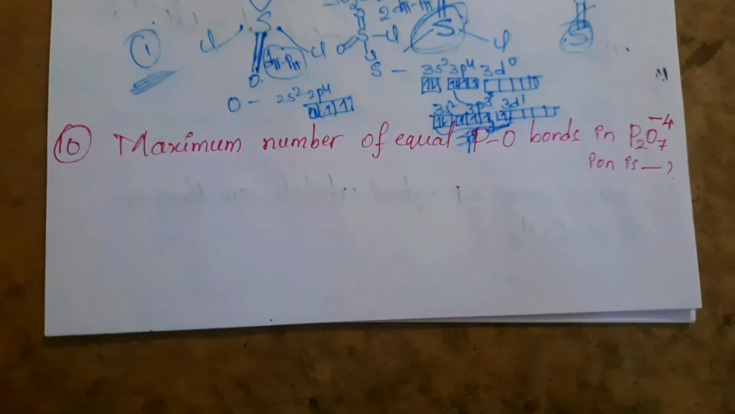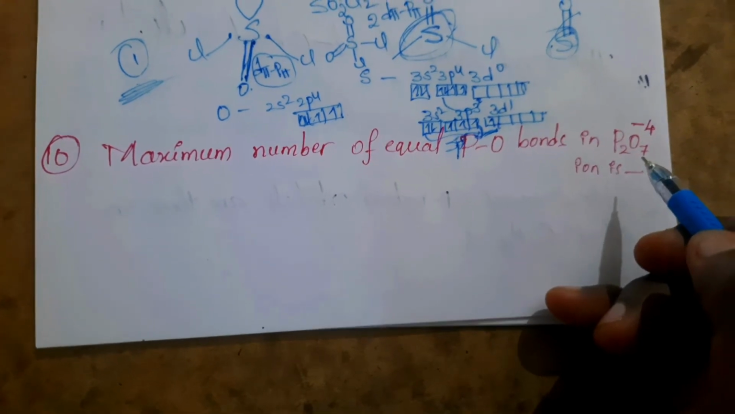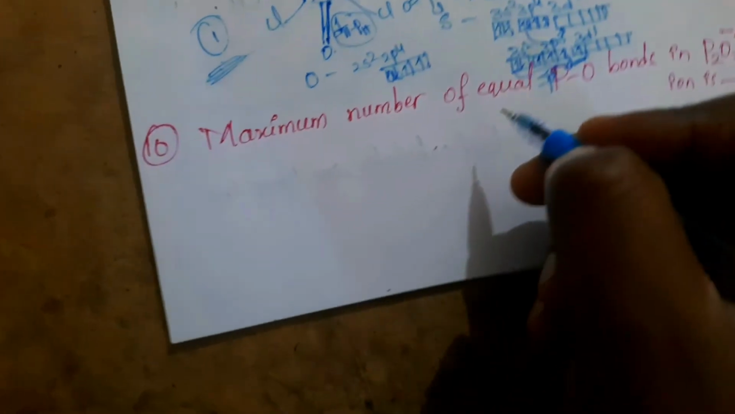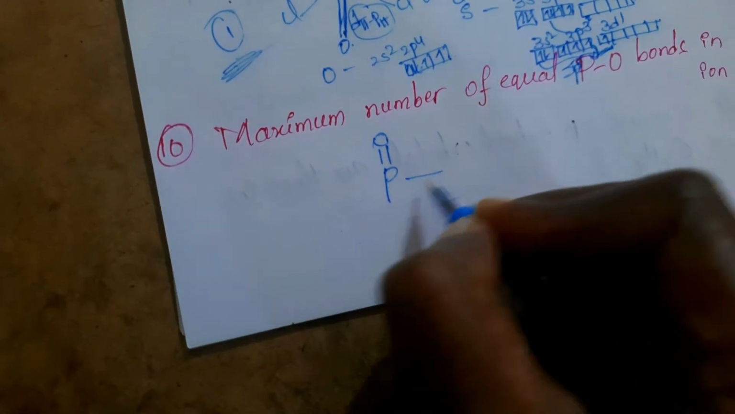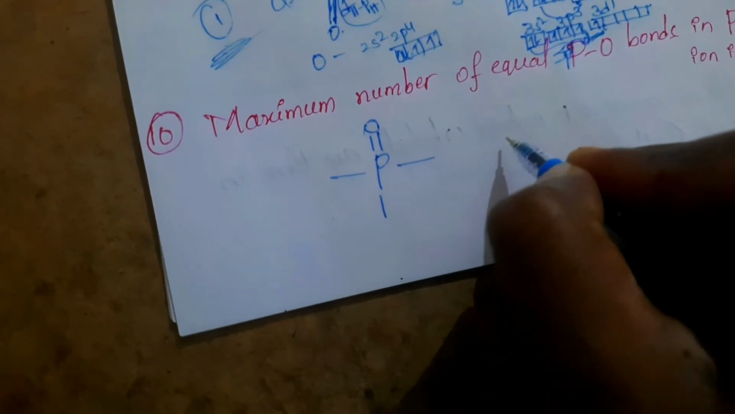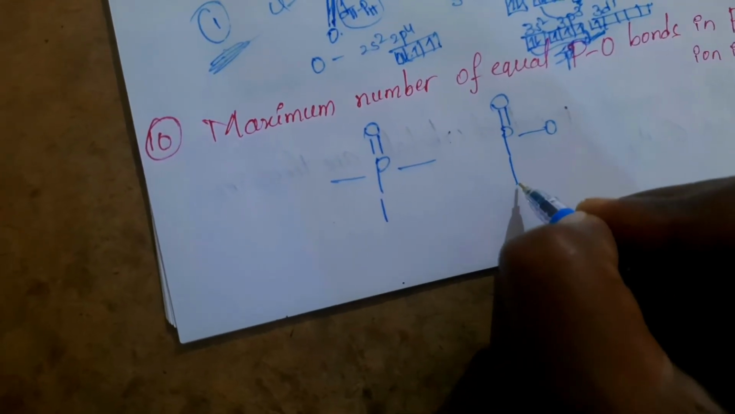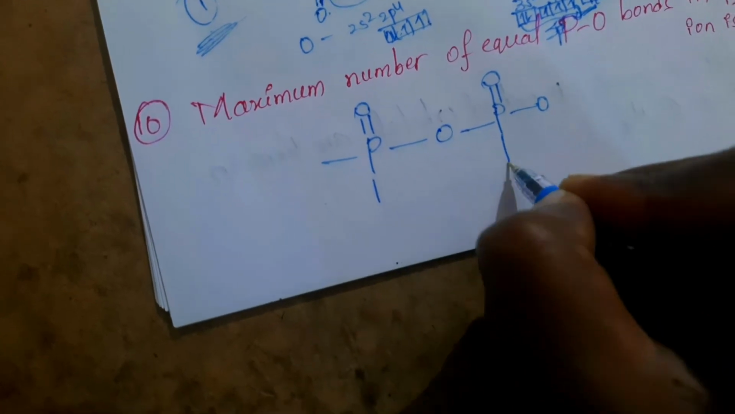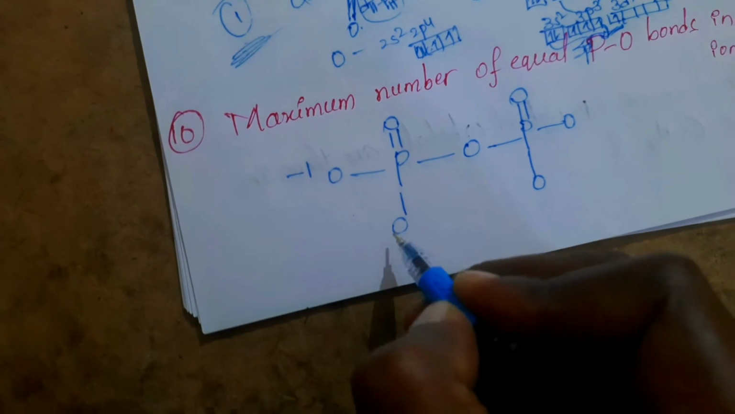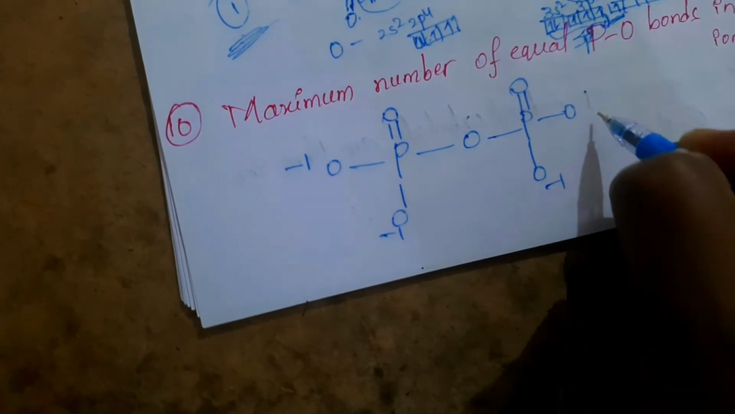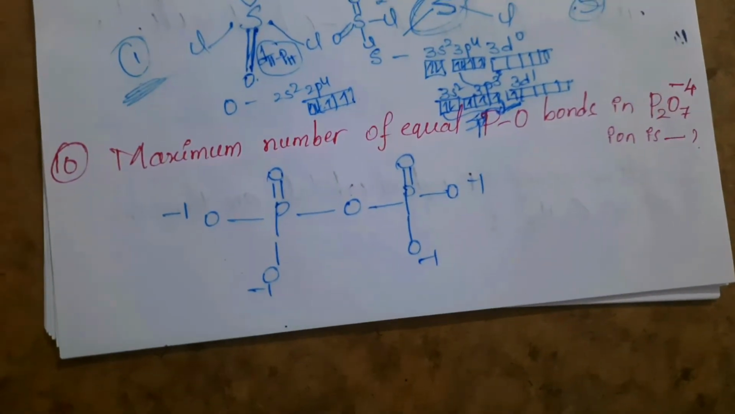Next one. The maximum number of equal P-O bonds in P2O7 4- ion is what they are asking. Now you see here this phosphorus always forms 5 bonds. It has to form 5 bonds. Now you see in this case each phosphorus atom gets 3 oxygen atoms. Each 2 oxygens have the negative charge. Total is minus 4. Total is P2O7 4- it is.